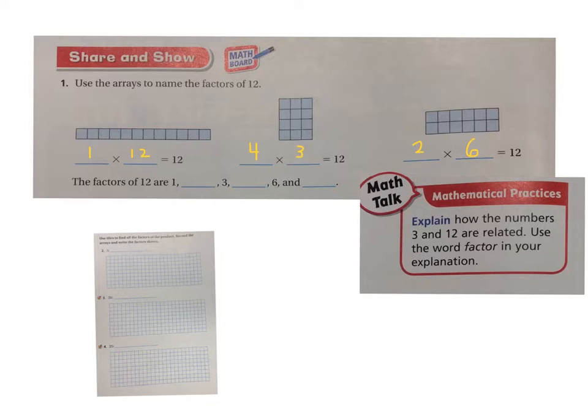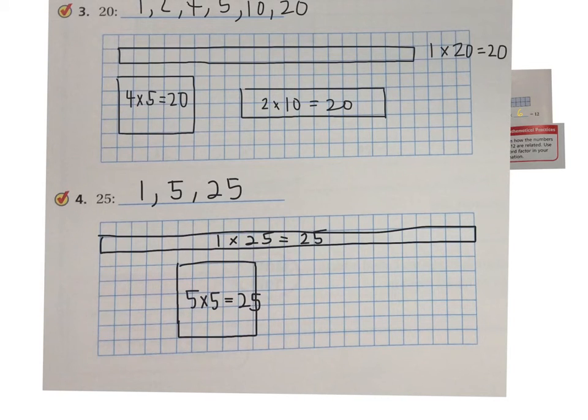So how many factors of 12 did we list altogether? Not how many factor pairs, how many factors did we list? Everyone? 6. Let's arrange them from smallest to greatest. 1 is already given to us. What's the next biggest? 2. Then 3 is given to us. What's the next biggest? 4. 6 is given to us, and what's the next biggest? 12. Great. Now, how are the numbers 3 and 12 related? See the word says Math Talk? It says, explain how the numbers 3 and 12 are related. Here's a hint: use the word factor in your explanation. These are examples of how we can use models to help us find all the factors of a number.